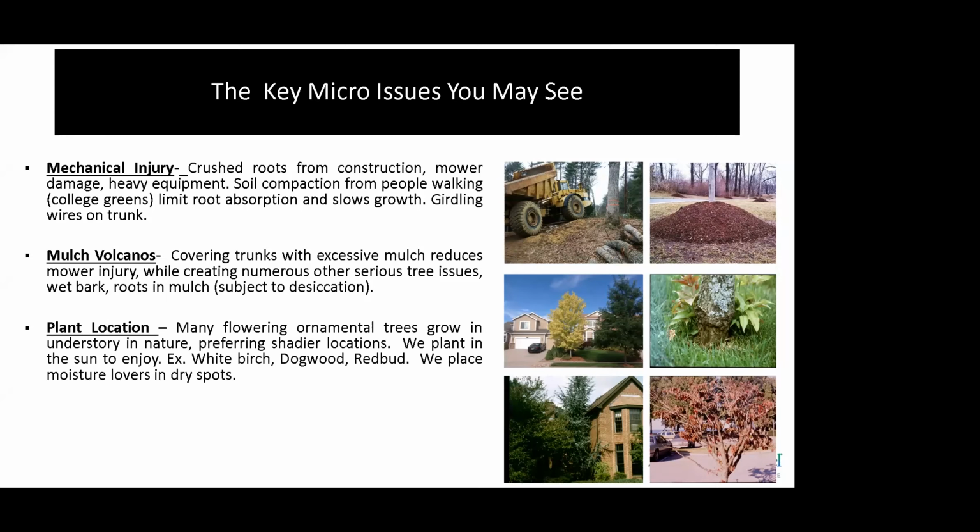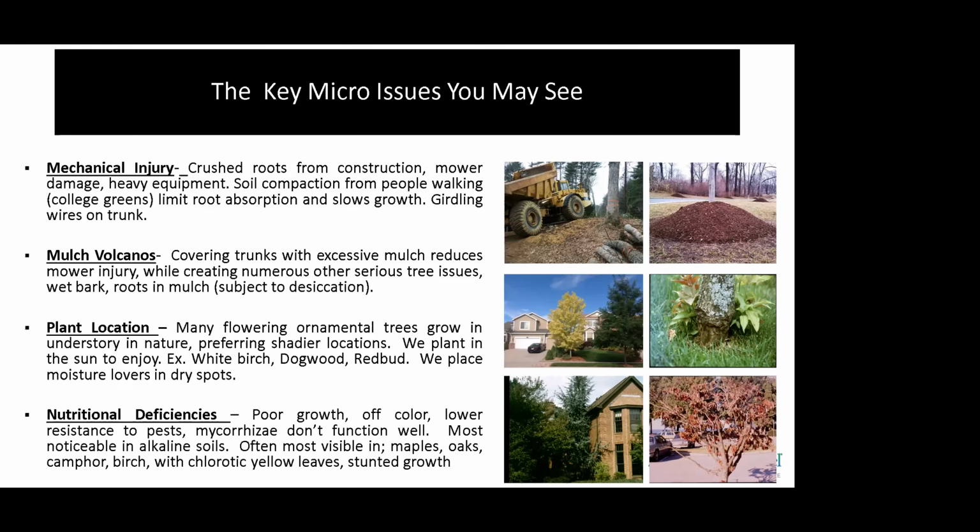The planting location, putting the wrong plant at the wrong place. The bottom left-hand picture is a blue Atlas cedar placed right next to a house. These trees grow to be 60 feet tall. Some plants don't do well in the sun. Many of the plants that flower and are prettiest for us are understory trees like white birch and dogwood and redbud. They're not meant to be out in the middle of the yard where we can enjoy them. Or we'll put plants that really prefer moisture in very dry spots and wonder why they don't survive.